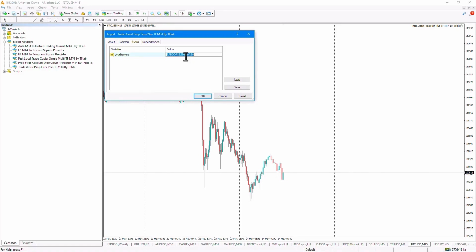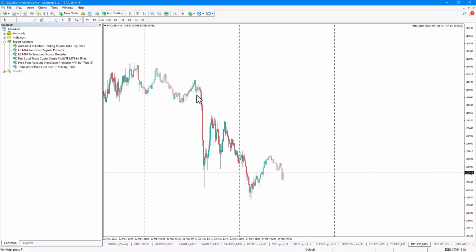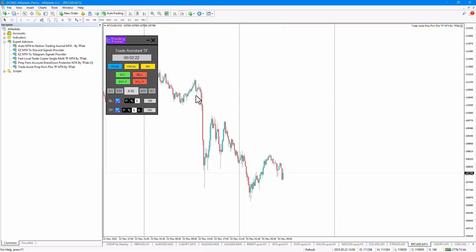Here, I enter the license code and then click on the Confirm button. By clicking the Confirm button, the Expert Advisor runs on the chart for me and displays a Trade Management and Capital Management panel. The Trade Assist Pro Firm Plus TF Expert Advisor is a specialized tool that allows traders to enter buy trades, sell trades, and register their own buy and sell pending orders.